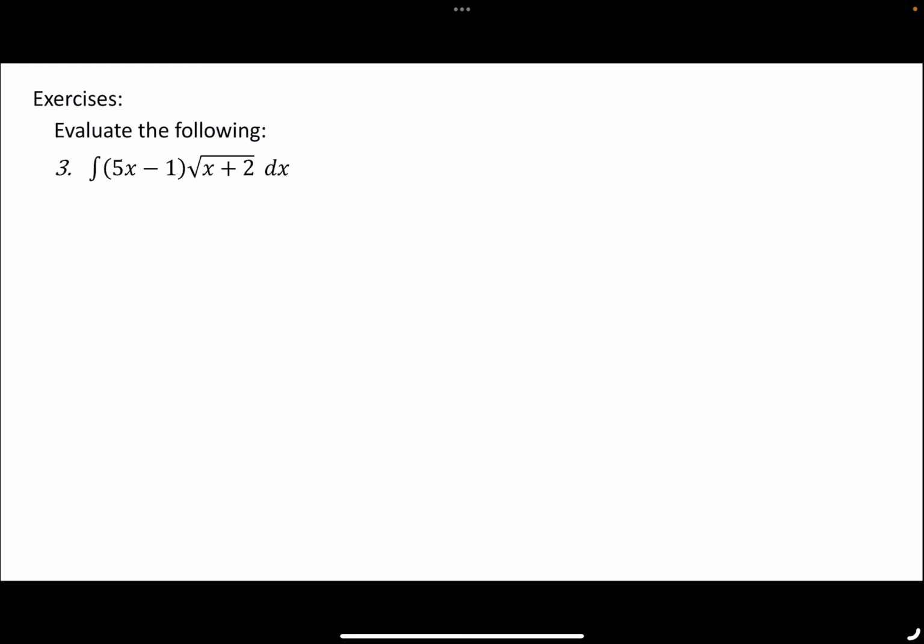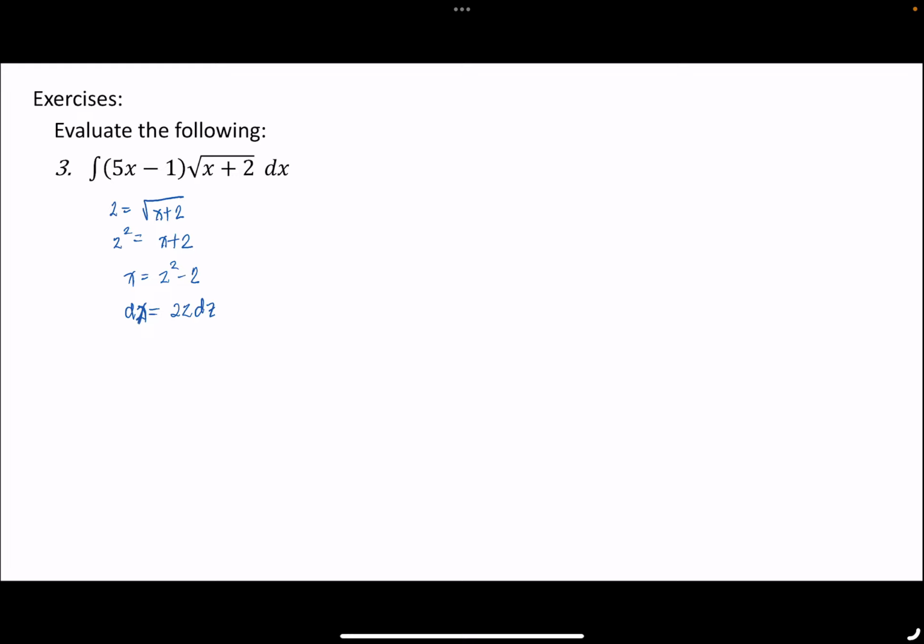For our third problem, let us consider the integral of (5x minus 1) times the square root of x plus 2 dx. We can let z be equal to the square root of x plus 2. So z squared is x plus 2, so x is z squared minus 2, and dx is 2z dz.